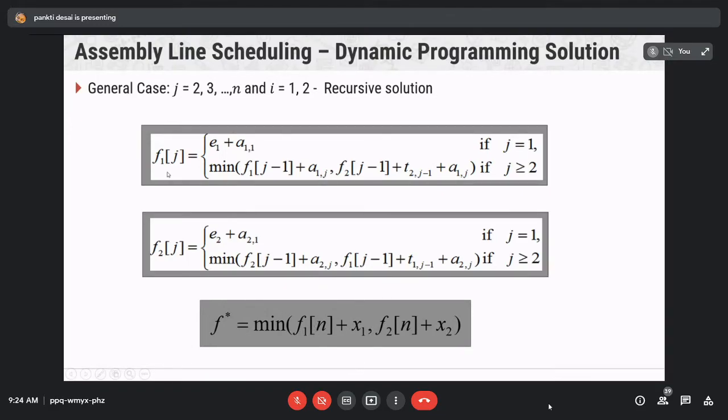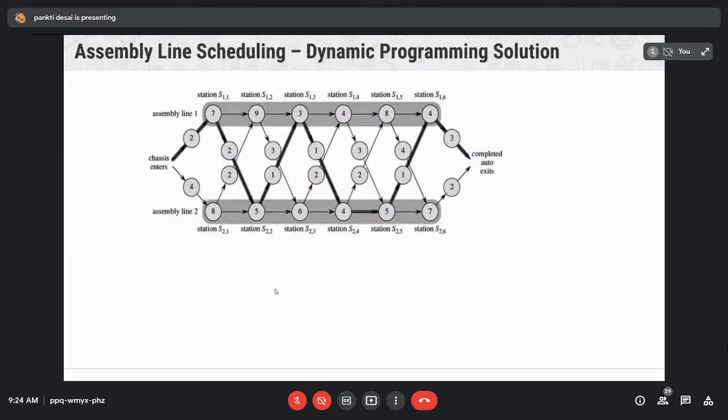And F1n means the final station time for assembly line 1, and F2n the final station time for assembly line 2. The minimum of these two will be your fastest time for the entire assembling process. So using these three equations, we can solve the assembly line scheduling with the use of dynamic programming. Now consider this example.